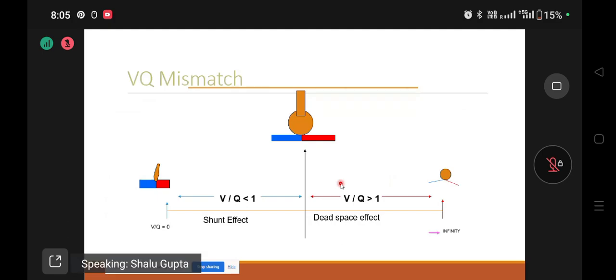Another concept comes of VQ mismatch. So what has actually happened over here is this is an alveoli, as you can see, and deoxygenated blood is coming and oxygenated blood is going. So this is happening normally. So in that case, your VQ, meaning ventilation perfusion, is normal.